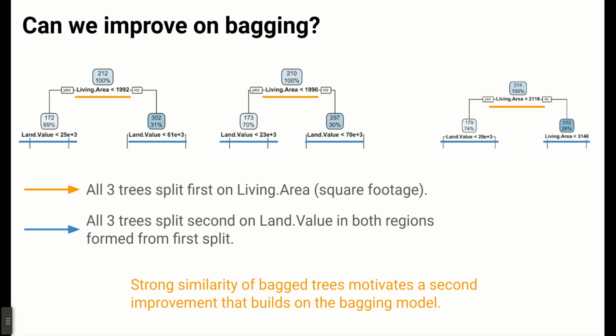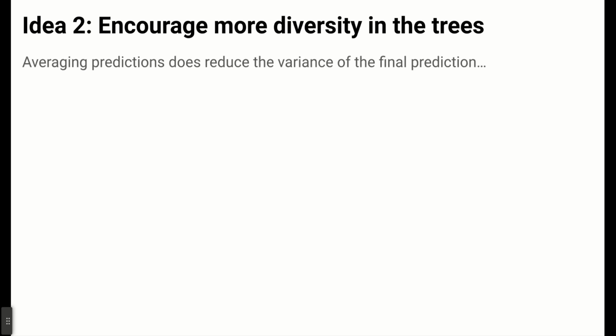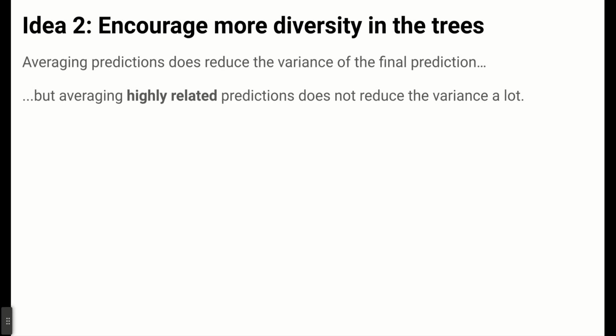The extreme similarity of the bagged trees actually motivates the second of the 2 improvements that we mentioned at the start of the video. The second improvement to decision trees is to encourage greater diversity in the trees. The statistical theory behind this idea is as follows. As we discussed at the start of the video, averaging predictions does reduce the variance of the final prediction. However, averaging predictions that are highly related does not substantially reduce that variance.